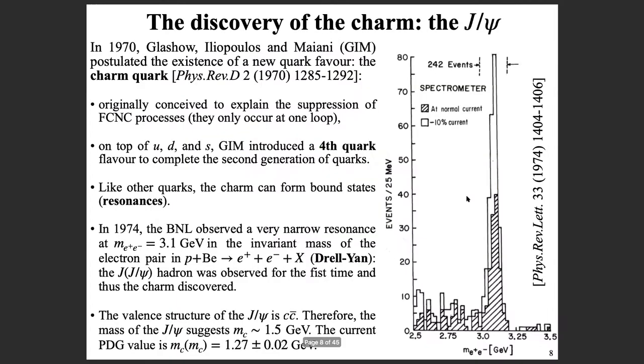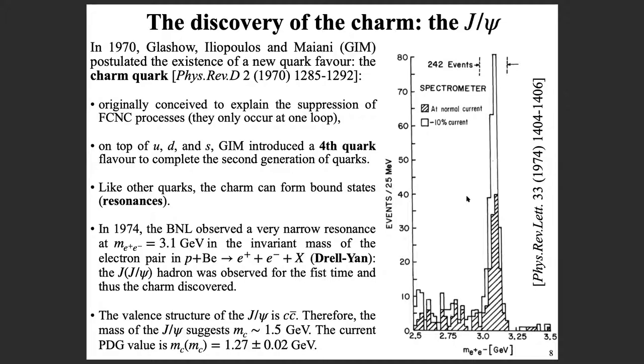So now let's jump back to 1970. Back then, Glashow, Iliopoulos, and Maiani introduced the so-called GIM mechanism, in which they postulated the existence of a new quark. Back then, they only knew the existence of up, down, and strange. The hypothesis was that charm, in addition to up, down, and strange, was there.